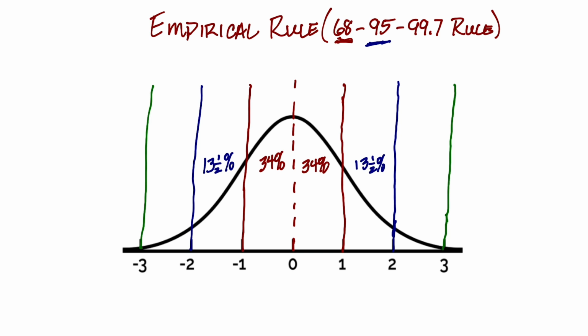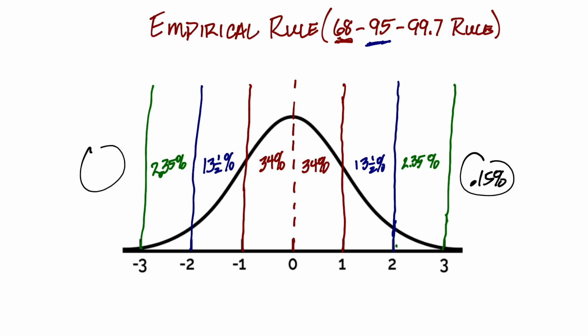And then the final portion: this would be 99.7 minus 95, divided by 2, tells me that this is about 2.35%. There is a little bit outside here. So outside 3 standard deviations, we'd have about 0.5%, or 0.15% on each side. So that accounts for all of them.